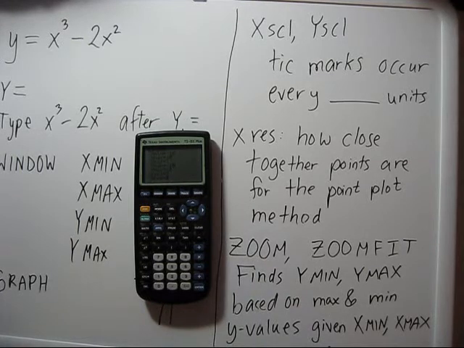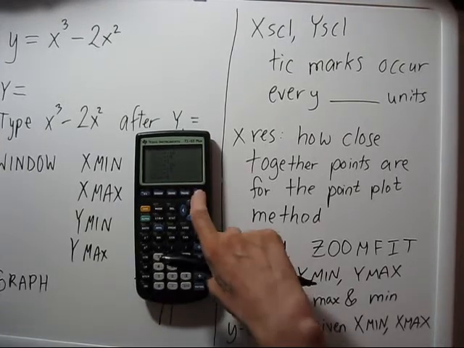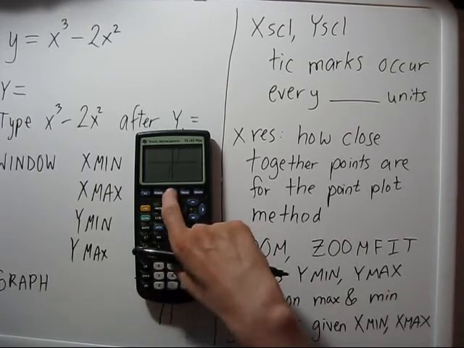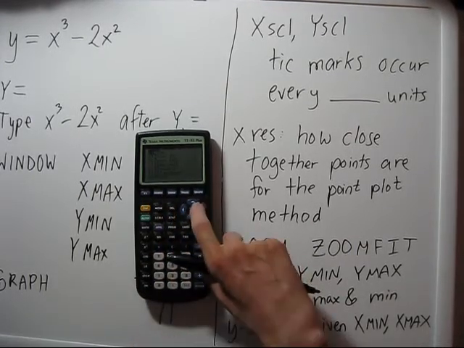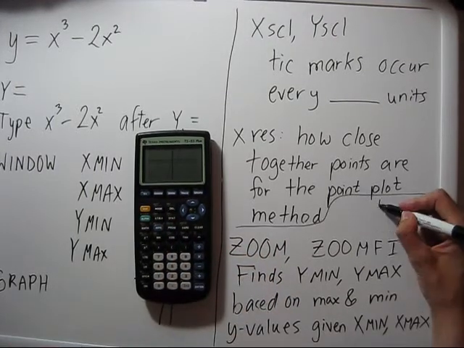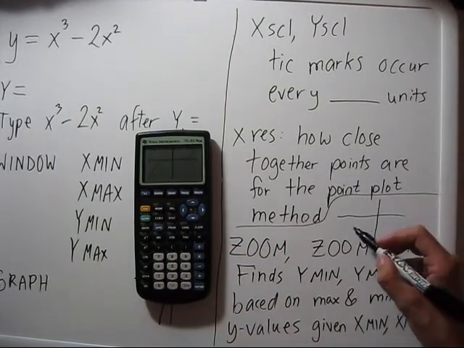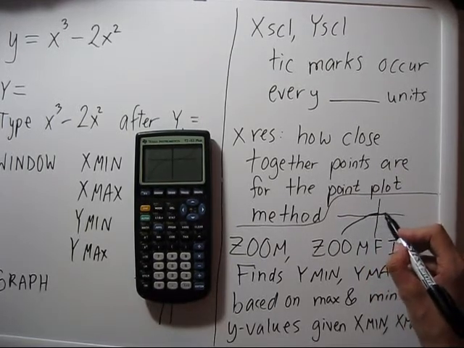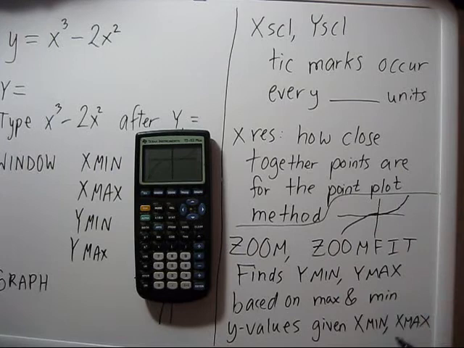Now I'm going to show you a way to automatically set the Y values on the window. So I'm going to graph it. I'm going to go to zoom, and then 0 is zoom fit. Let's enter. The graph is now like this. Whoops. Something like that. So it lost the little dip down in the middle.